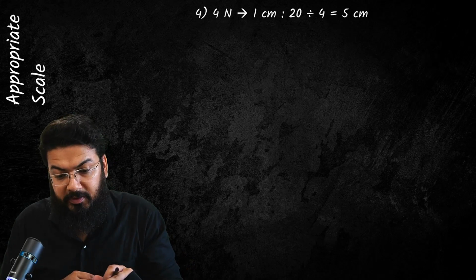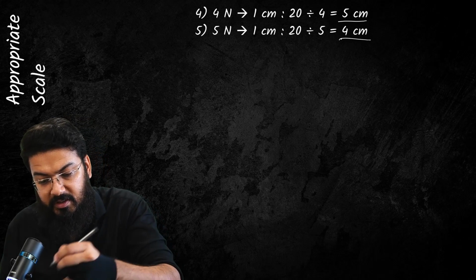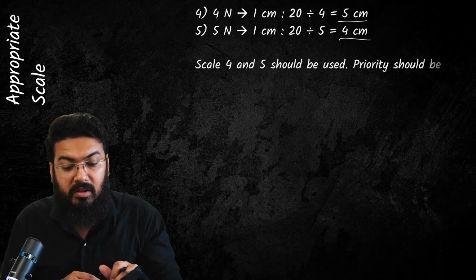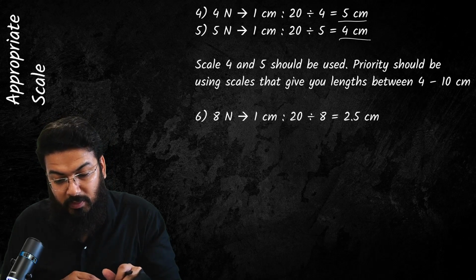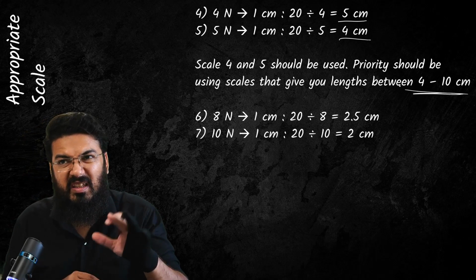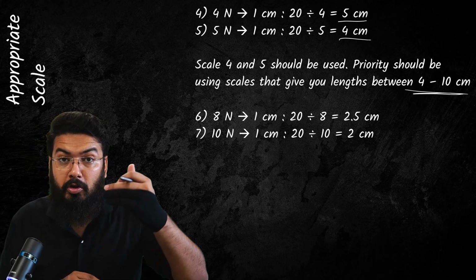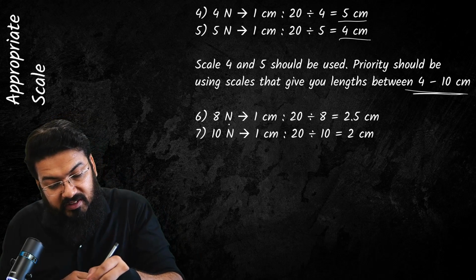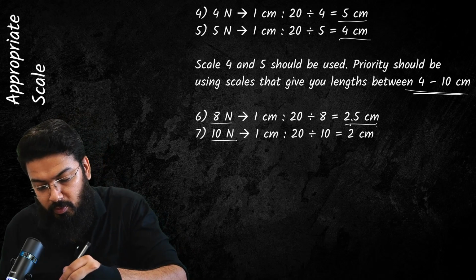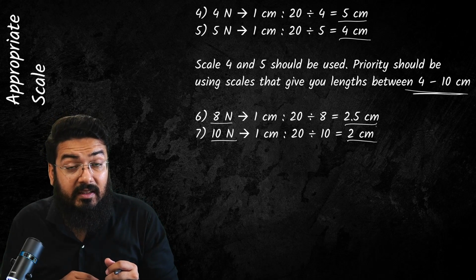Another set of appropriate scales would be 4 and 5 that give you 5 centimeter and 4 centimeter lengths. Now these two are the most appropriate to be used. Why? Because they give you a length in between 4 and 10 centimeters. Now these are lengths that you can comfortably draw, but you do not want your lengths to be less than that either. So let's say, for example, you have 8 and 10 newtons per centimeter that give you 2.5 and 2 centimeters respectively. Again, that's a scale that should not be used.